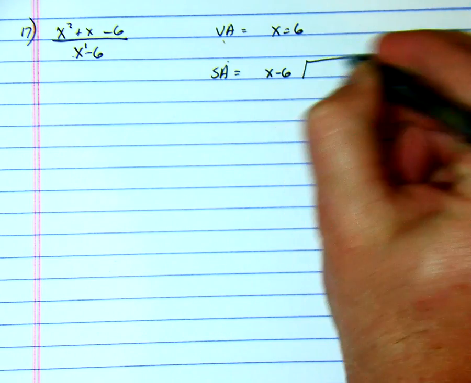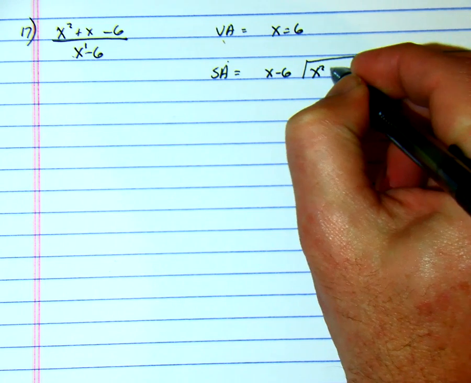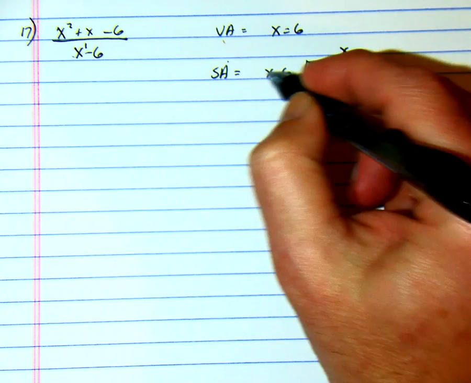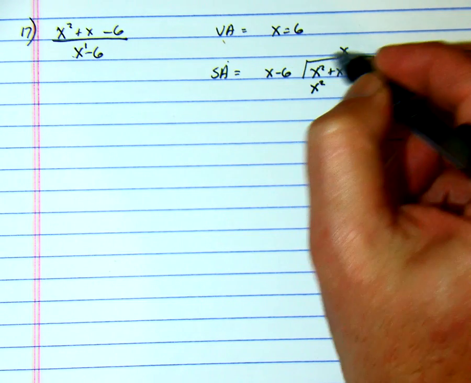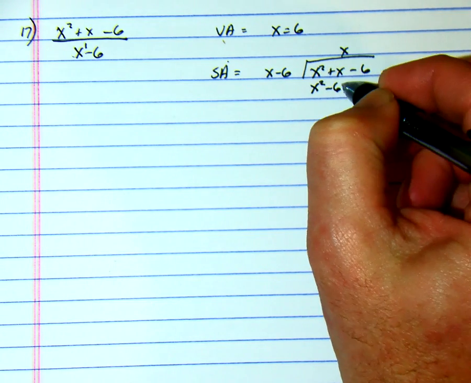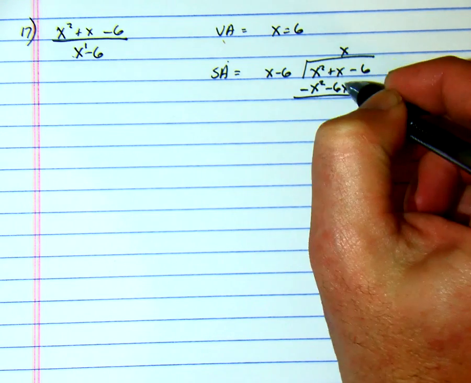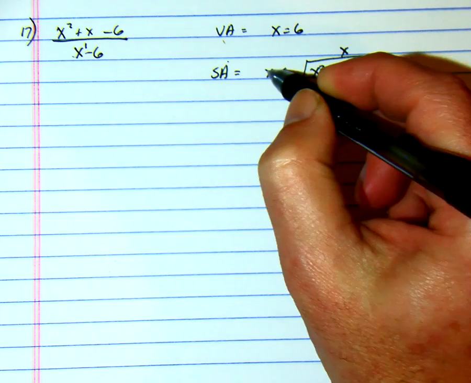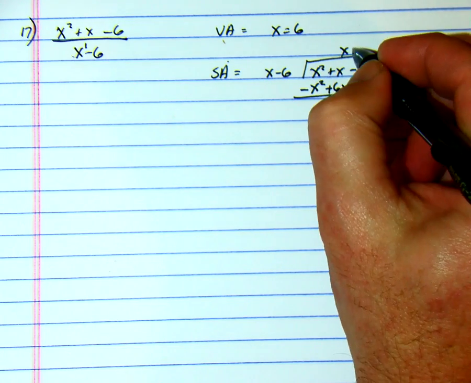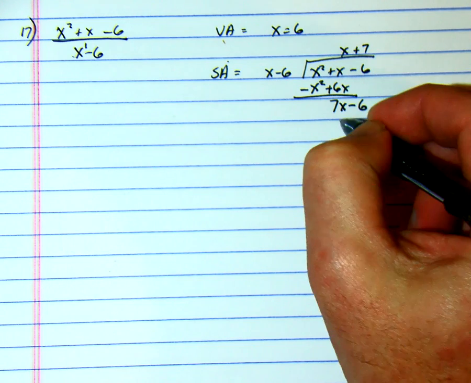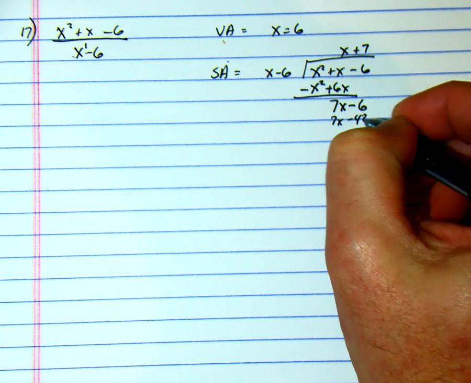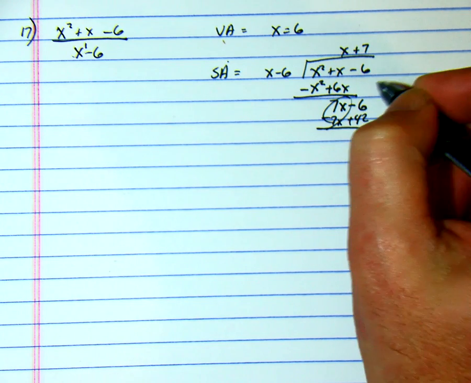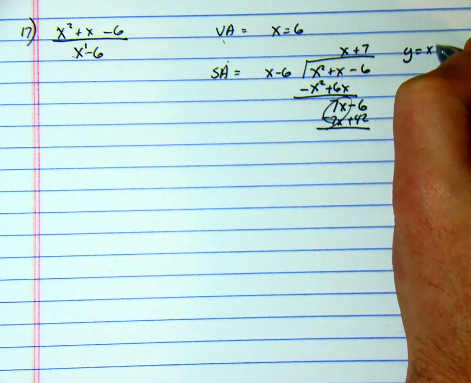X minus 6 goes into x squared plus x minus 6. So we know this is going to be an x. X times x is x squared. X times negative 6 is negative 6x. We're going to change the signs because we're subtracting. So that gives me a 7x minus 6. So what times x gives me 7x, which is a 7. So that gives me a 7x minus 42. And actually, I'm done because I'm going to change the signs, those cancel like I want, and I don't care what my remainder is. So y equals x plus 7.